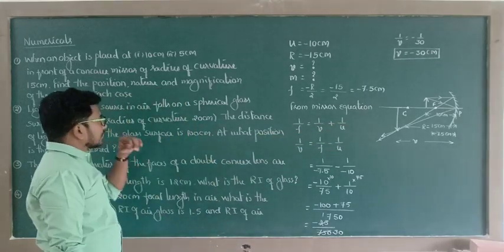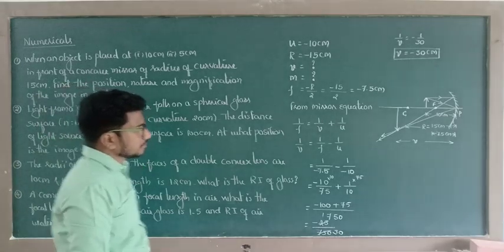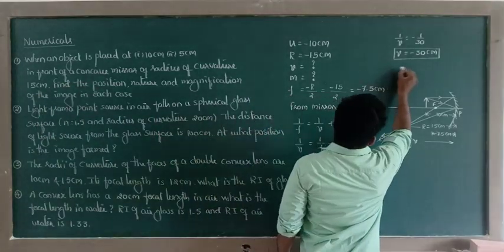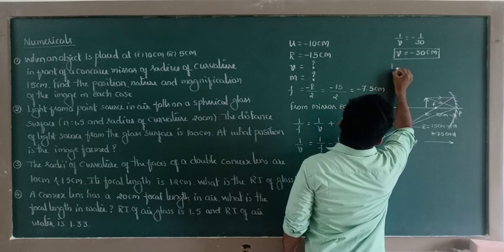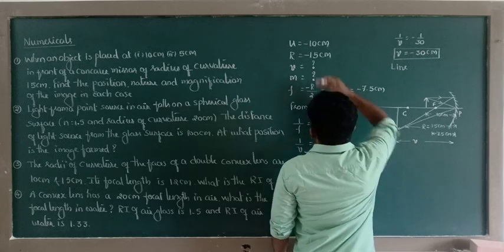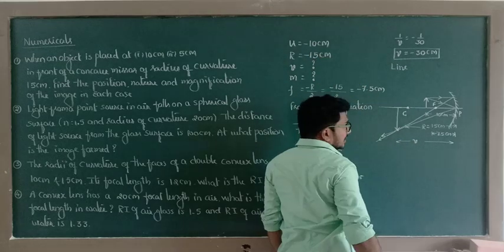Now, what is the nature and magnification? So we know linear magnification, because here we know the object distance and the image distance.